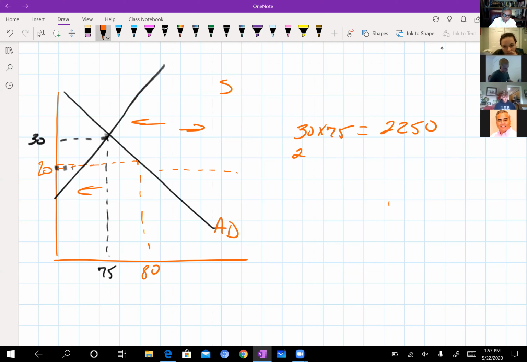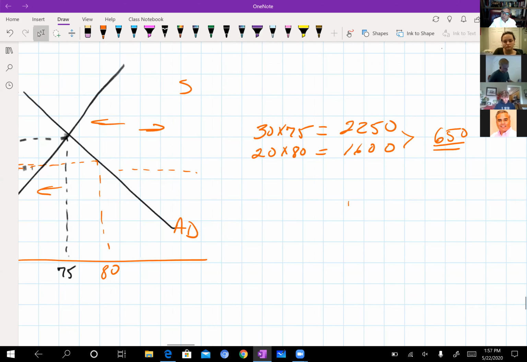So it's now 20 times 80 is equal to what? 1,600. So then the additional revenue by doing this was how much? 650, right? The total additional revenue is 650. But how much is the additional revenue per unit?